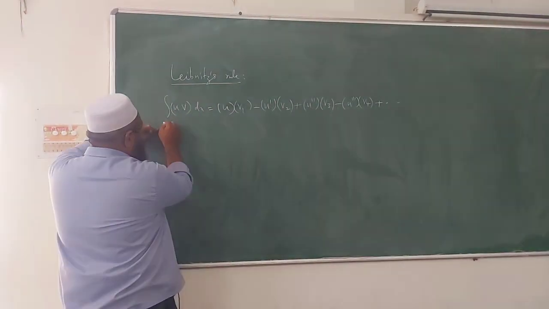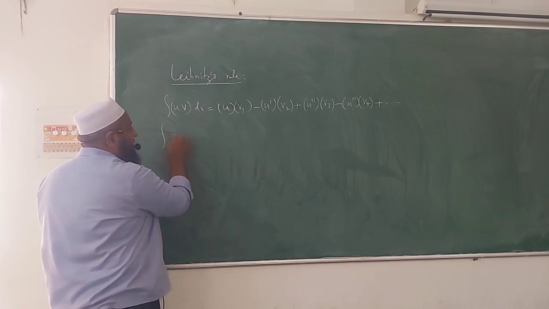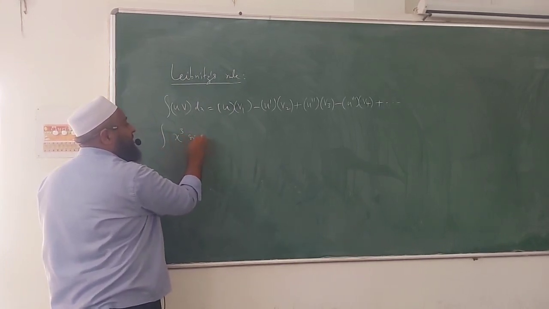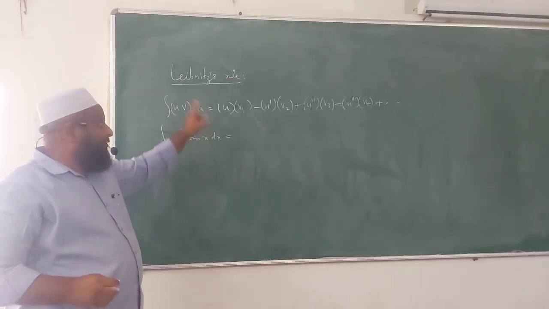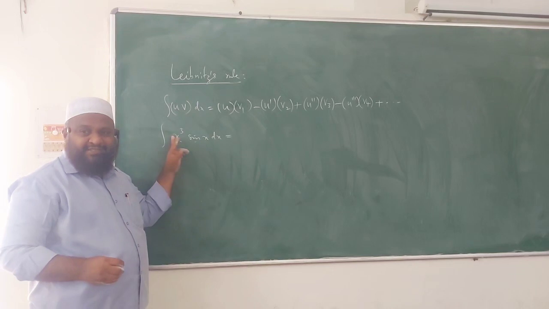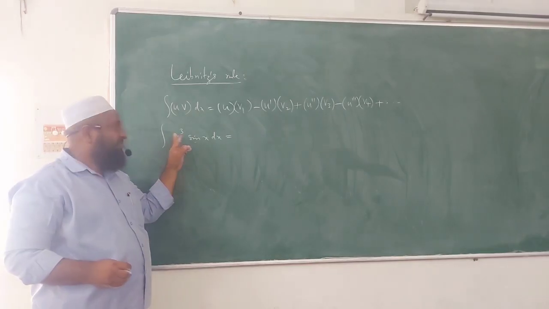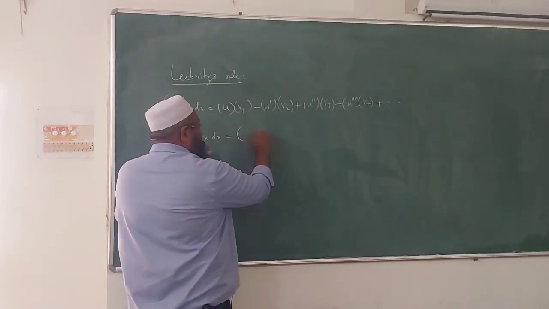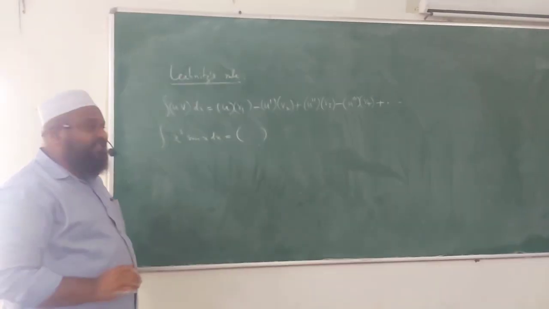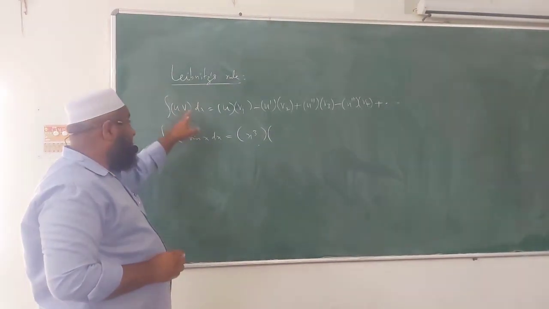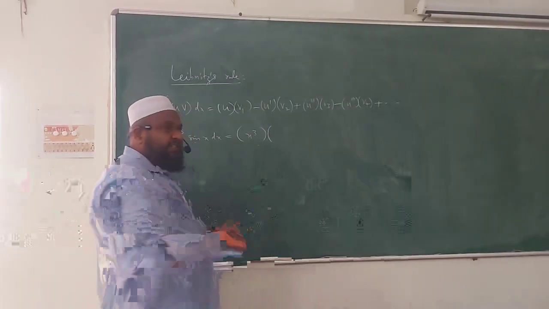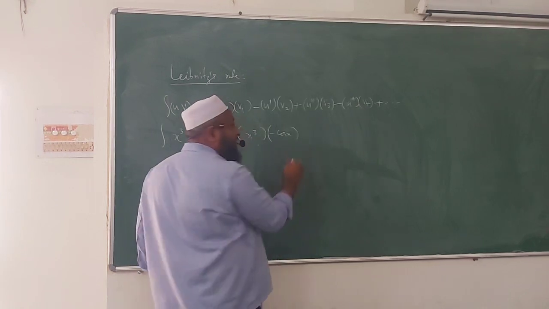Now let us find integral x cube sin x dx. So nice, we will proceed by using this one. What is u? x cube. What is v? Sin x. Now in the bracket you write the first function. What is the first function? x cube. Now in the bracket you write the integral for this function. What is the integral for the second function? Sin x is second function. What is the integral? Minus cos x. Okay, good.